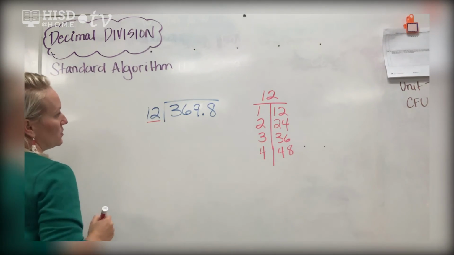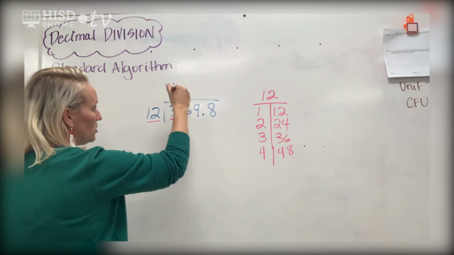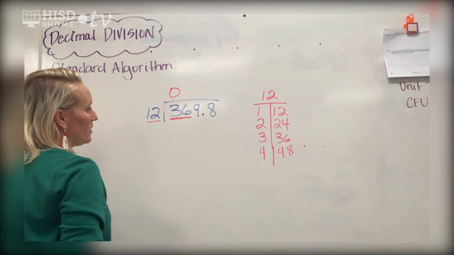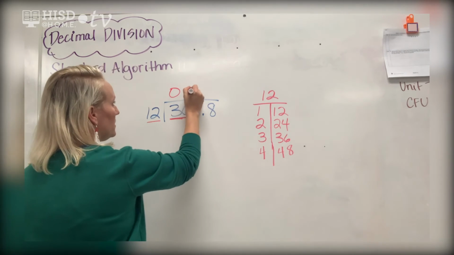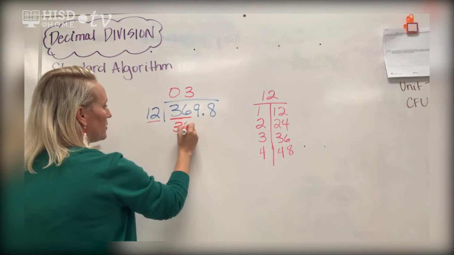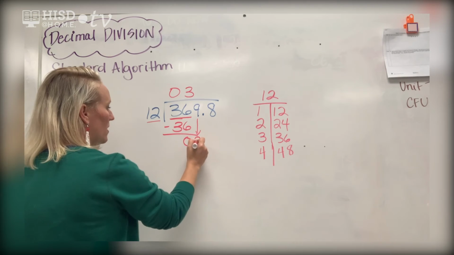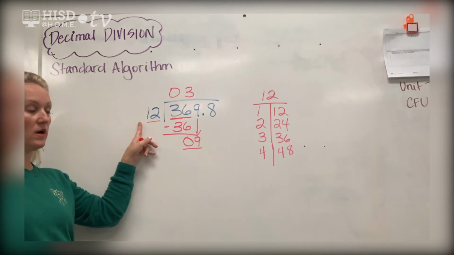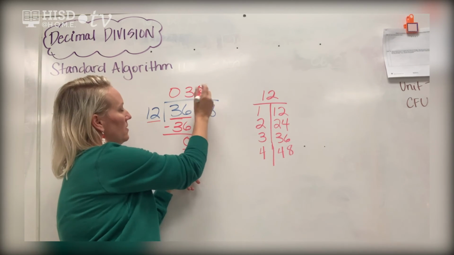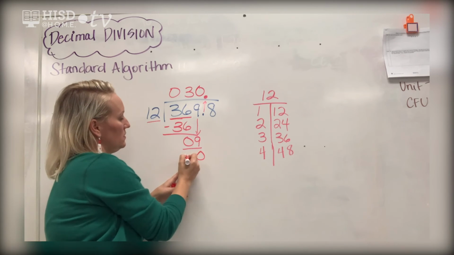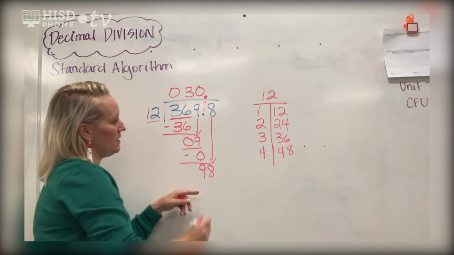So let's take a look at my divisor. How many groups of 12 go into a 3? Remember, digit by digit, none. Let's move on over here. 12 into 36. Well, I can see it here that 3 groups of 12 make 36. Oh, well, isn't that convenient? 36 minus 36 is 0. I'm gonna drop 1 number. How many groups of 12 go into 9? None. Oh, gotta put this up here. 0 times 12 is 0. 9 minus 0 is 9. Now I'm gonna drop this and I'm gonna have 98.